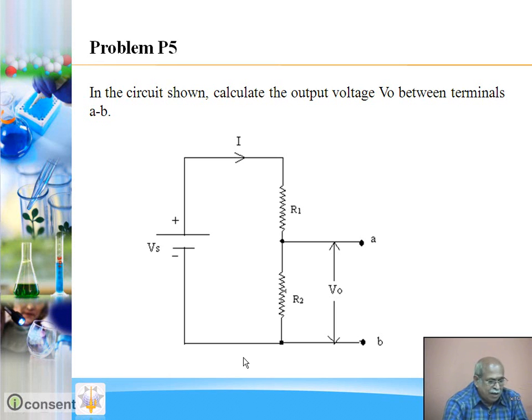And then what will be output voltage between terminals AB? Ohm's law. Current I into R2. Current I is V divided by R1 plus R2. This current multiplied by R2, that will be output voltage.